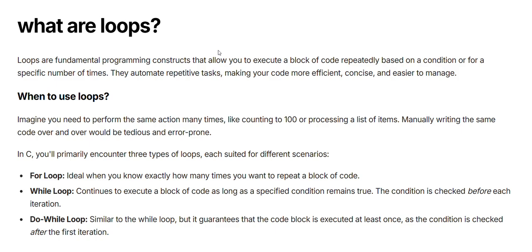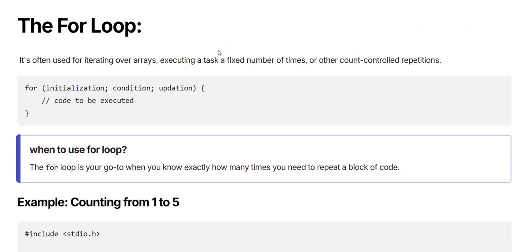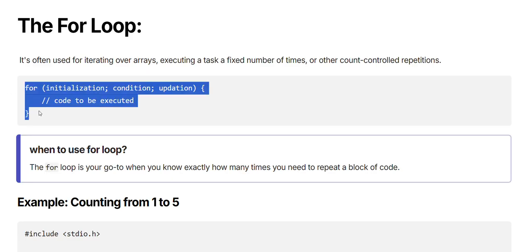First, let us discuss what is for loop. The for loop is often used for iterating over arrays, executing a task a fixed number of times, or other count control repetitions. And here, this is the syntax for loop.